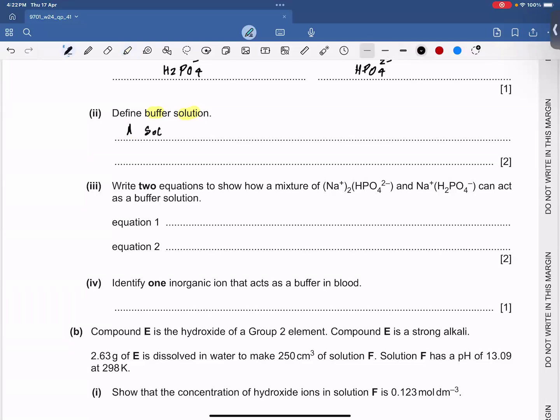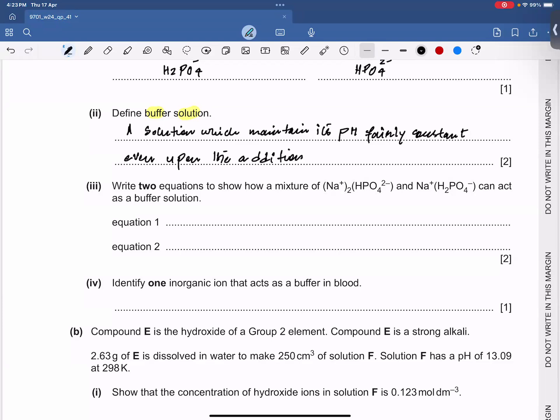A solution which maintains its pH fairly constant even upon the addition of a small amount of acid or alkali.